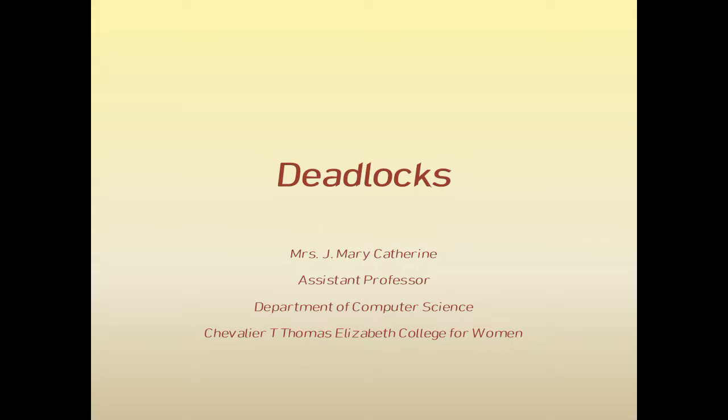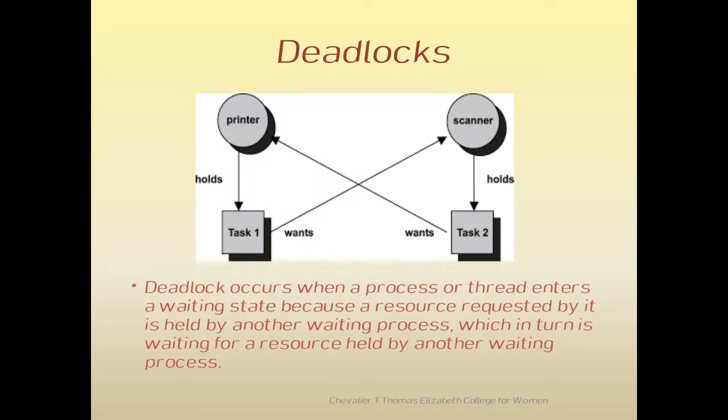After watching this video, you will be able to define what a deadlock is, its characteristics, and an illustration of the dining philosophers problem and the necessary conditions for deadlock. A deadlock is a situation where there is no progress and waiting time is infinite. In an operating system, deadlock occurs when a process or thread enters a waiting state because a resource requested by it is held by another waiting process, which in turn is waiting for another resource held by another waiting process.